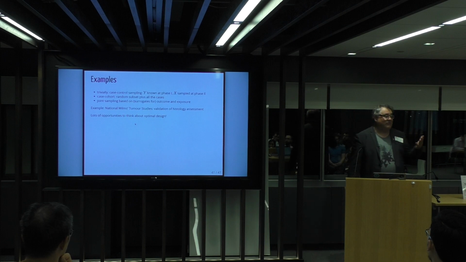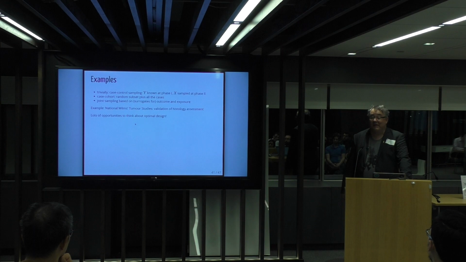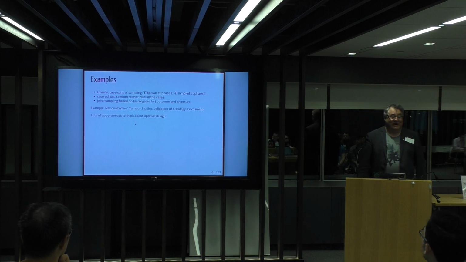So with this sort of two-phase sampling, there's lots of opportunities to think about optimal design, especially if you don't have a non-response problem. So often when we're doing this, we're taking, for example, free text responses people have given us and then hand coding them, or taking blood samples people have given us and sending them off to the lab. And so non-response isn't really a problem. And so it's actually worth thinking carefully about design.